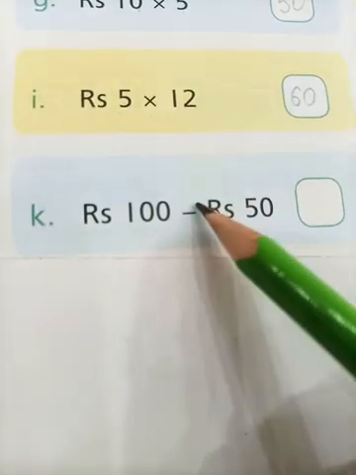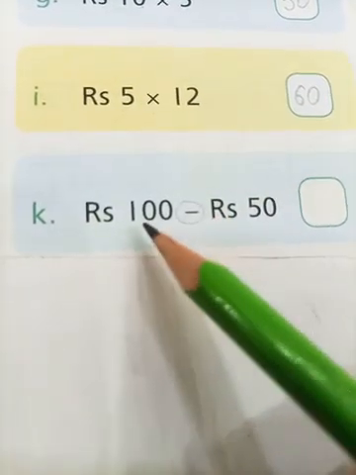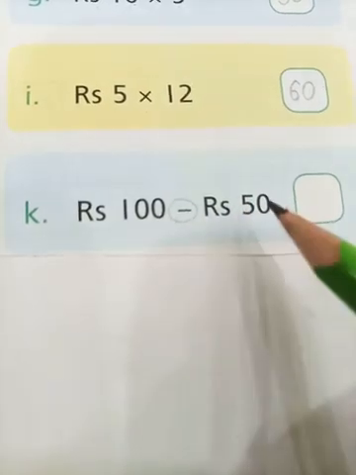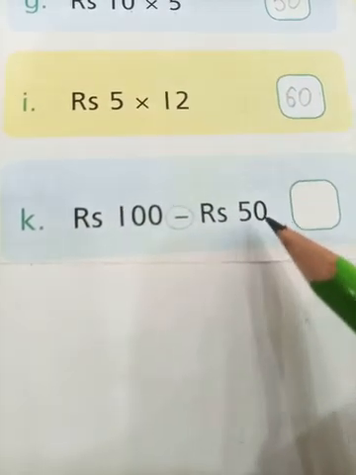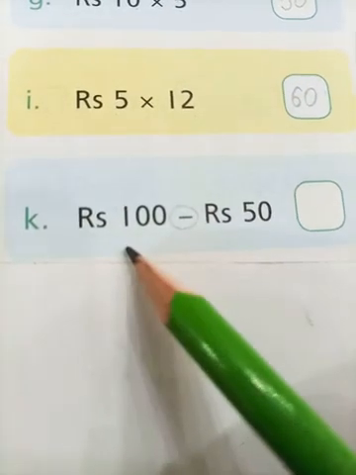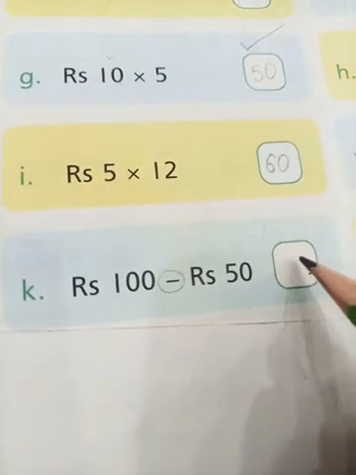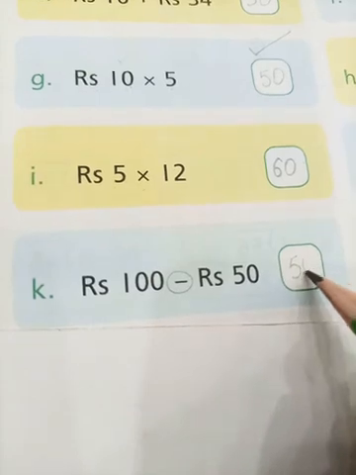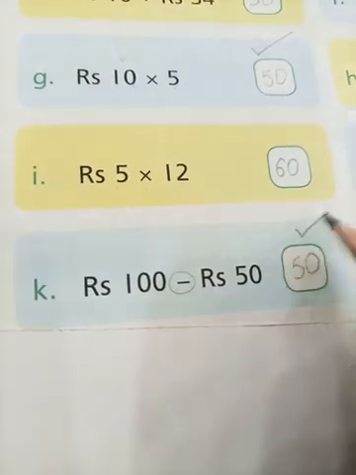Next is the sign of subtraction. So students, here we are going to subtract 100 and 50. If I subtract 50 from the rupee 100, in this way 0 minus 0 is 0, 10 minus 5 is 5. Look at this students, here is my required answer, so I am gonna mark the tick for this answer. Here is our required answer, 50. So I will mark the tick for this answer.